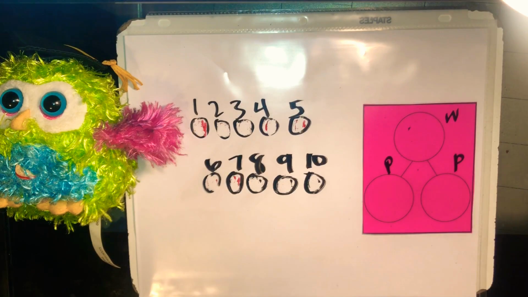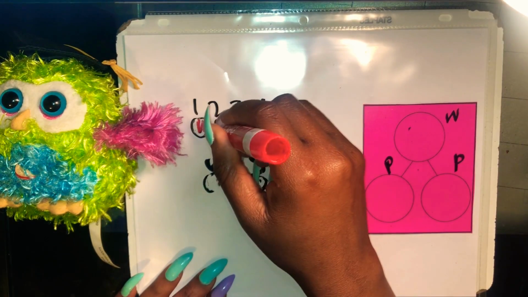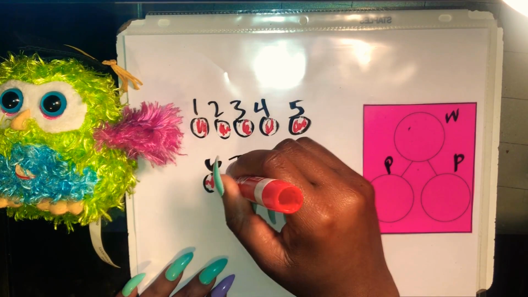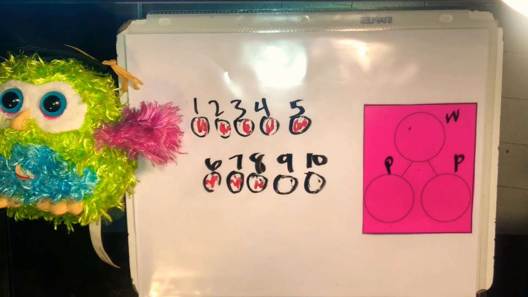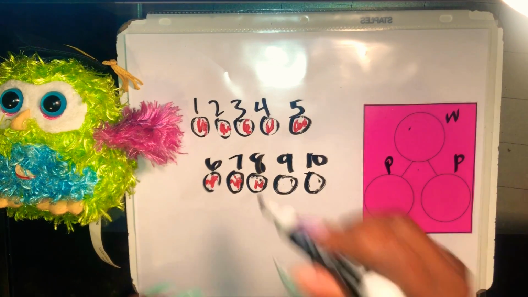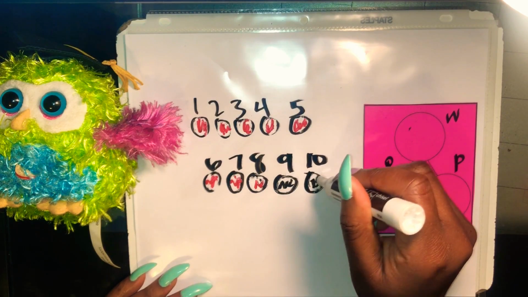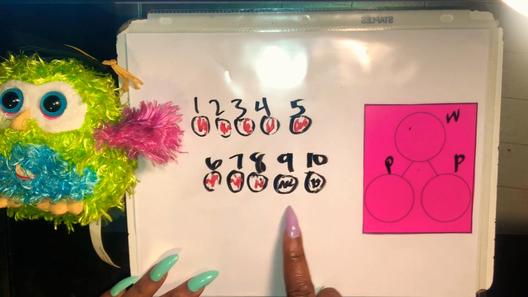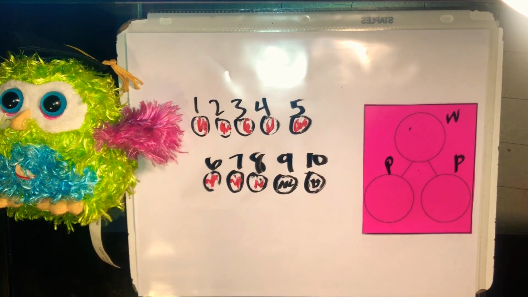So let's see. So I have 10 circles all together. I'm going to color 8 red. 1, 2, 3, 4, 5, 6, 7, 8. Now I have to color some black. So I'm going to color some black. 1, 2. What does that tell you about 10? Yep, it tells you that 8 plus 2 equals 10.